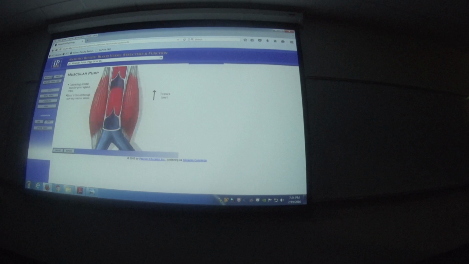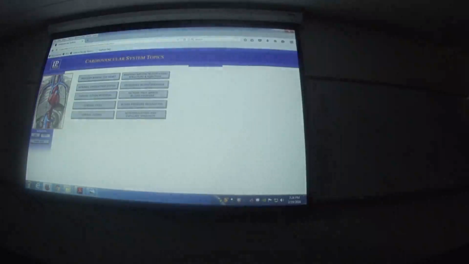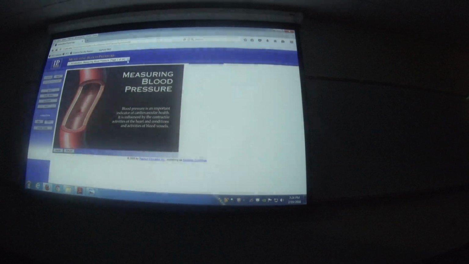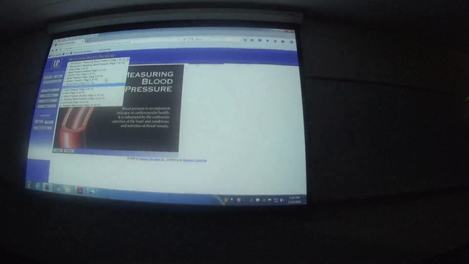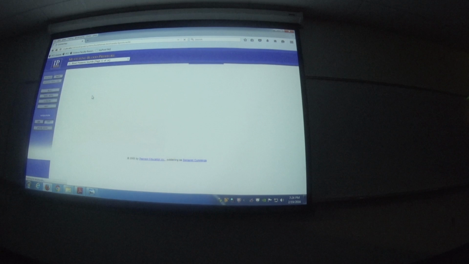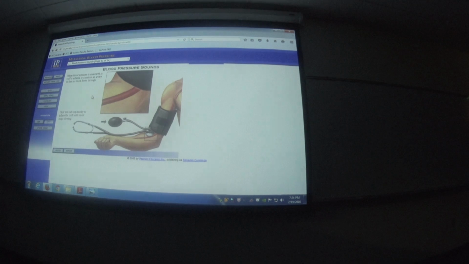All right, so let's talk about blood pressure, since we're on this topic. Let's actually measure blood pressure. Okay, so in lab, 2 weeks from now, you're going to do blood pressure on each other as part of your experience. So you've probably done this, right?